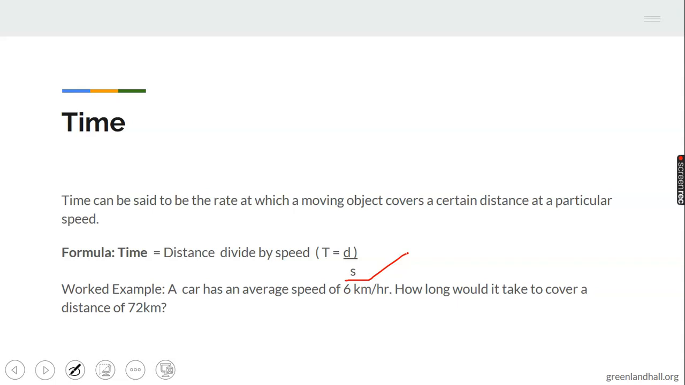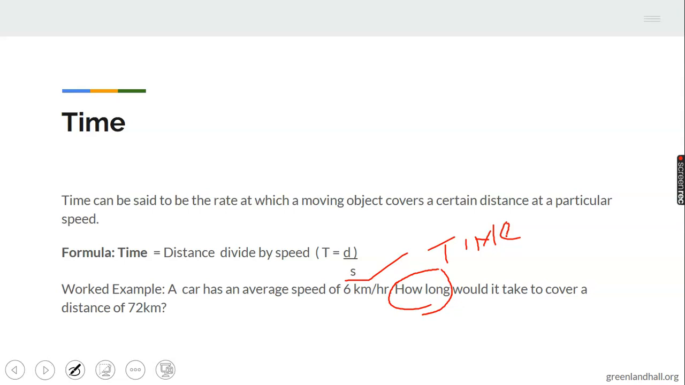A car has an average speed of 6 kilometers per hour. How long would it take to cover a distance of 72 kilometers? Now, what are we looking for? This "how long" tells us about what? Time. Like I told you, sometimes you may not see the direct word that shows what you are asked to find, but some terminologies and words will help you know what you're looking for. In this case, you're looking for time.